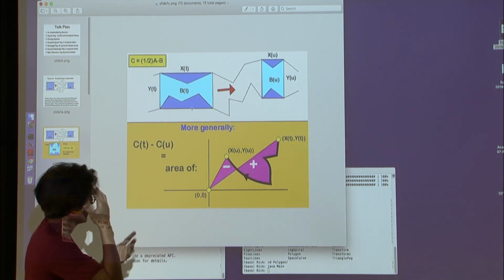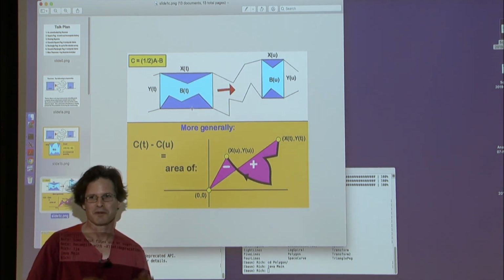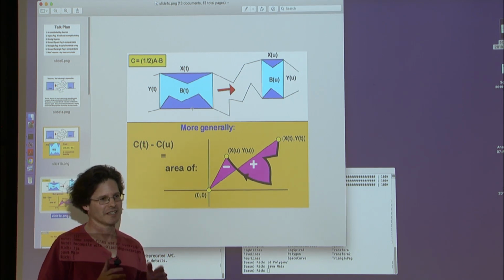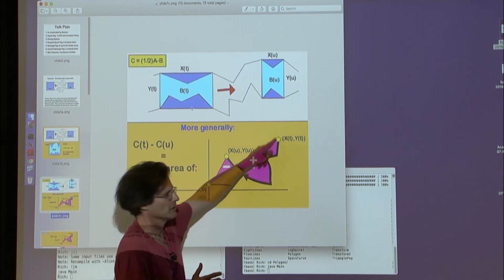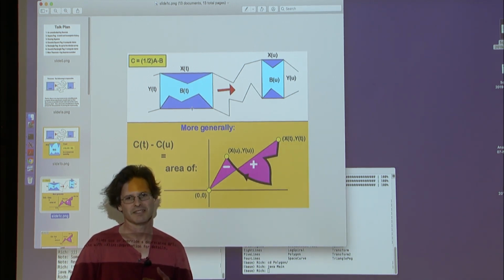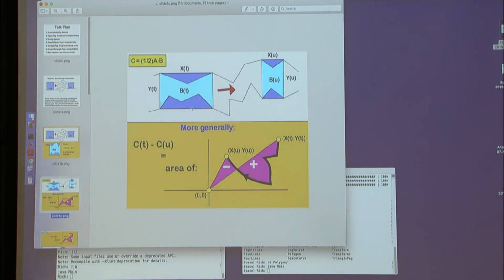So another way to say this is that there's, as everybody knows, the contact form x dy minus y dx. And what I'm saying is that this is really the integral of the contact form along the path that connects them. So there was a passing resemblance to contact geometry. But anyway, how do you prove this thing?